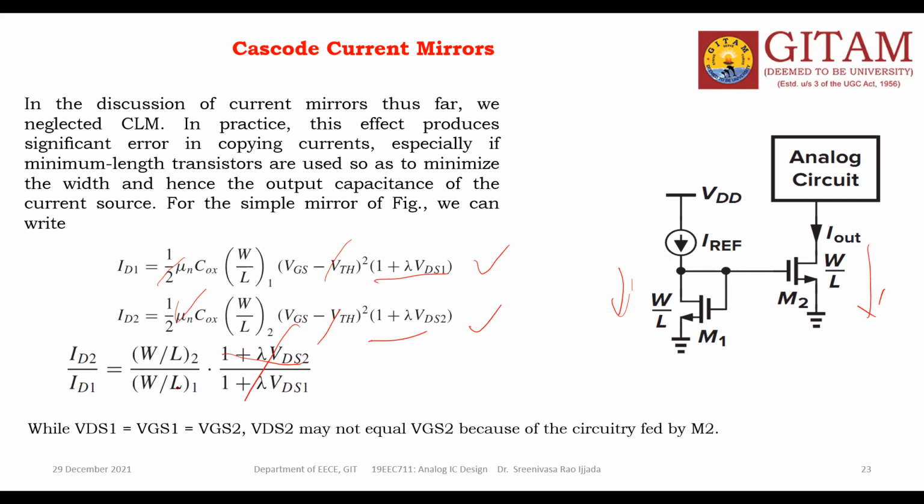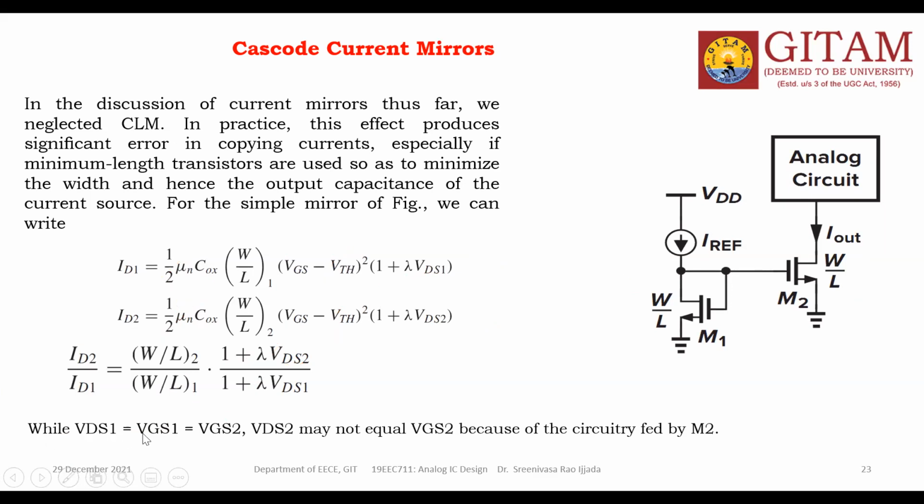Now your I out to I reference ratio is W by L of 2 by W by L of 1, multiplied with 1 plus lambda VDS2 by 1 plus lambda VDS1. So these factors are included.